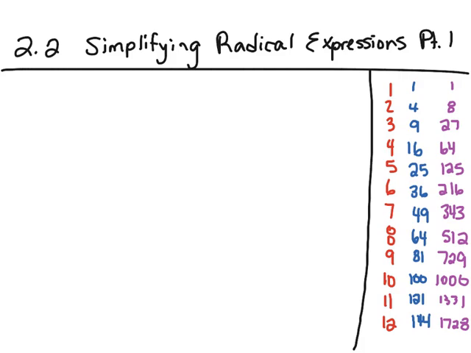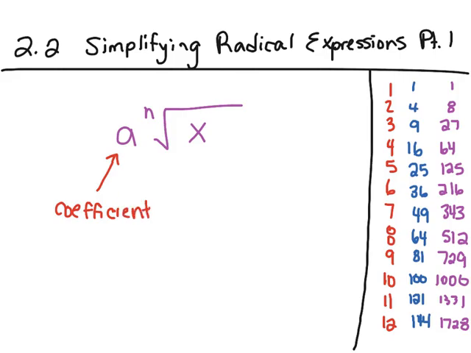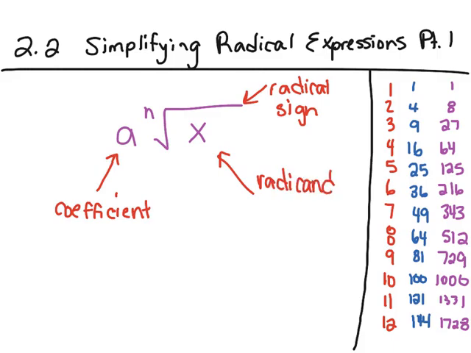Simplifying radical expressions. First, we're going to look at the radical. So if we have a radical, a, n, x, this a is called the coefficient. This is the radical sign. This is called the radicand. And this is called the index. And the entire thing is the radical.